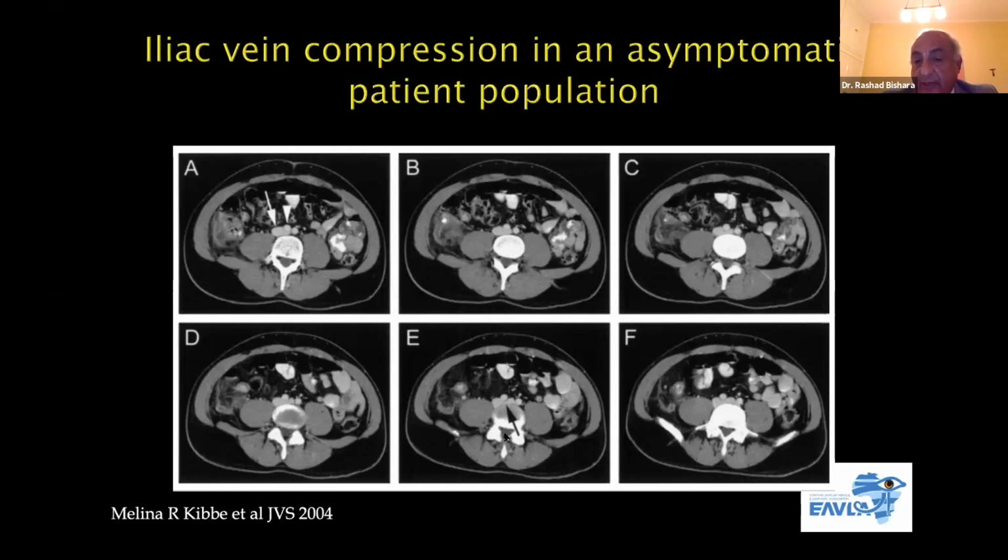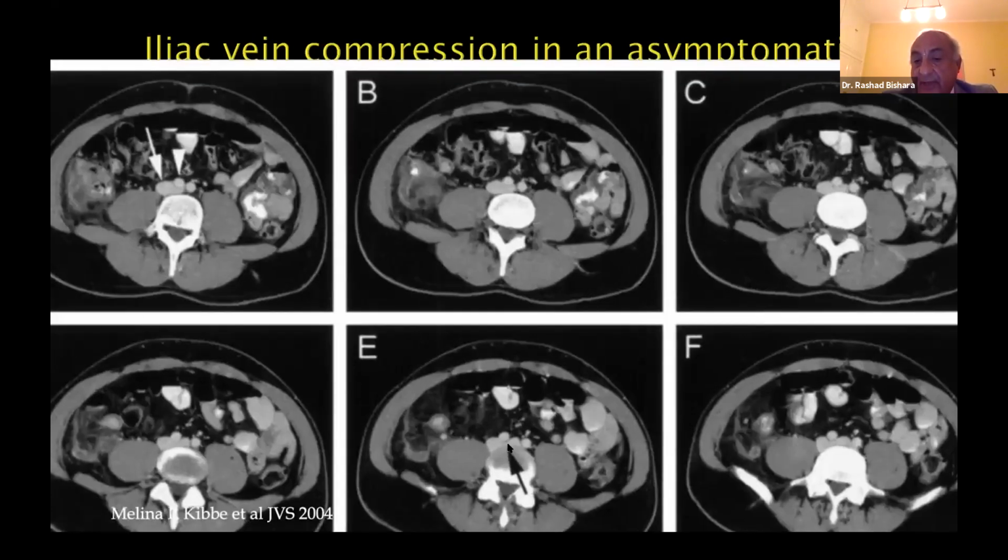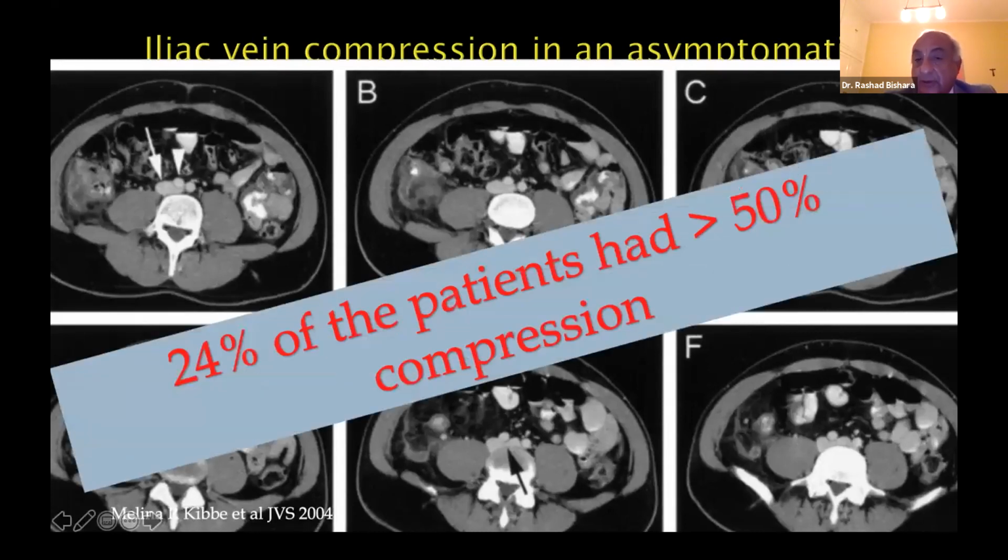They look at the right common iliac artery here, the vena cava here, and the left common iliac vein here being compressed. And they found that 24% of the patients who had no venous symptoms had 50% or more compression of the left common iliac vein. Remember, those patients were asymptomatic.